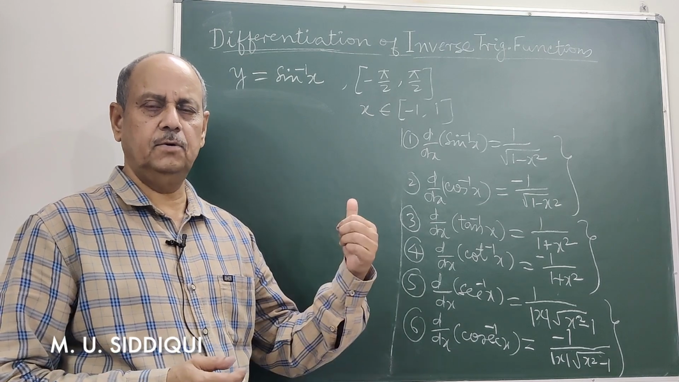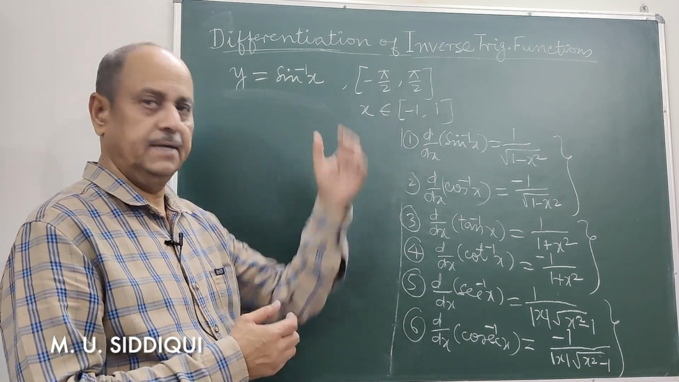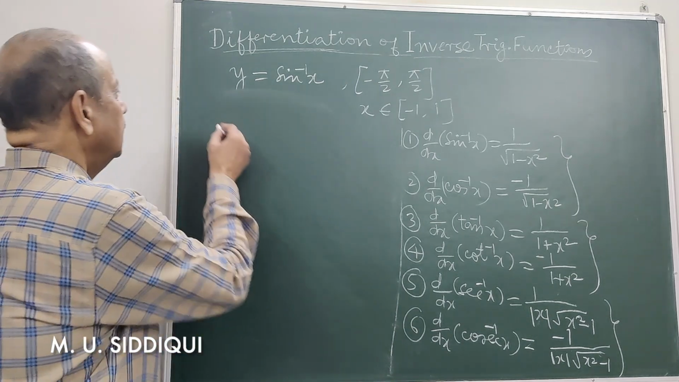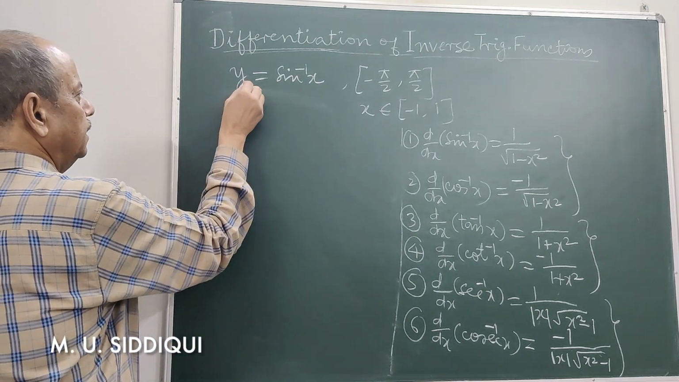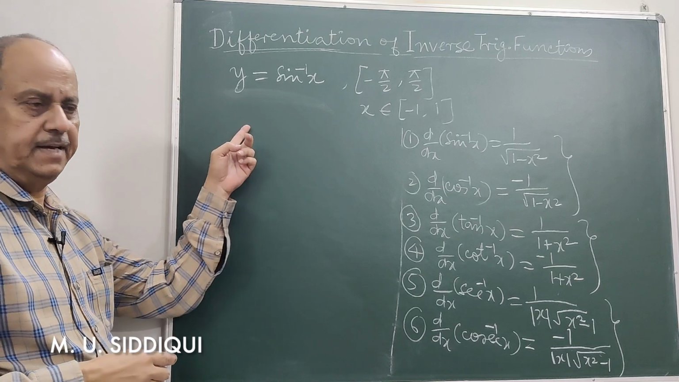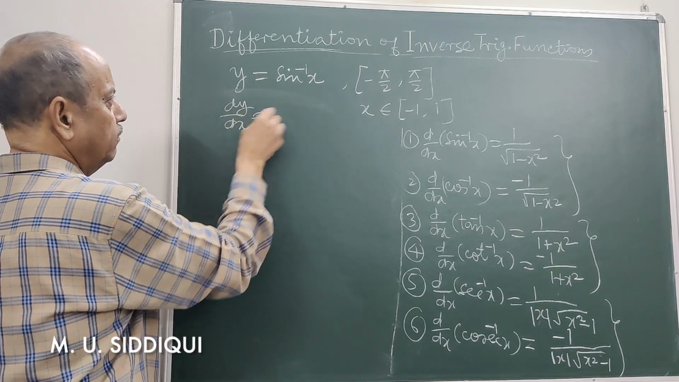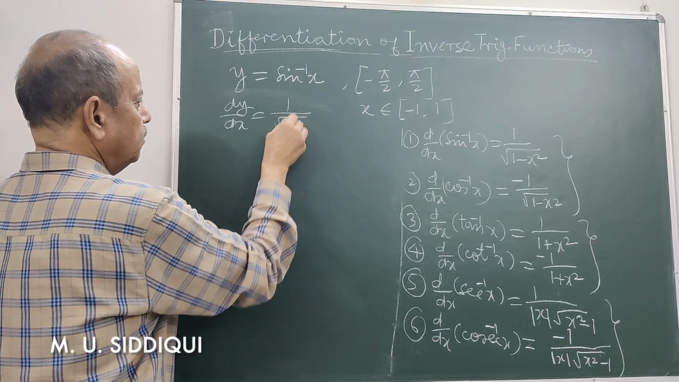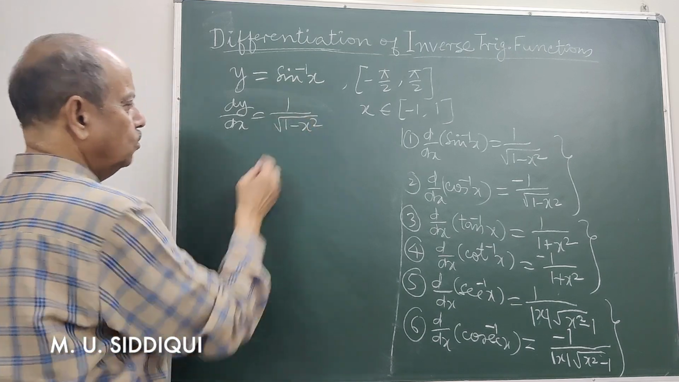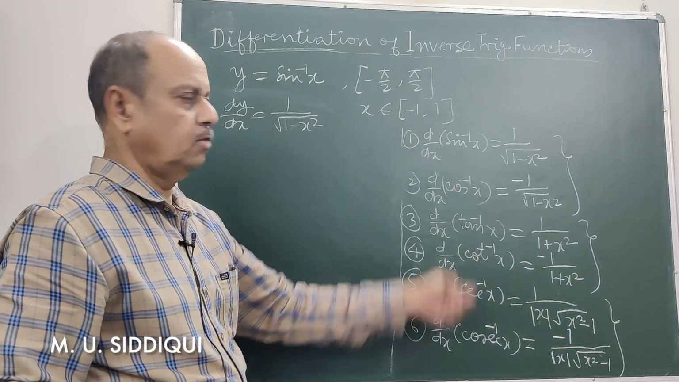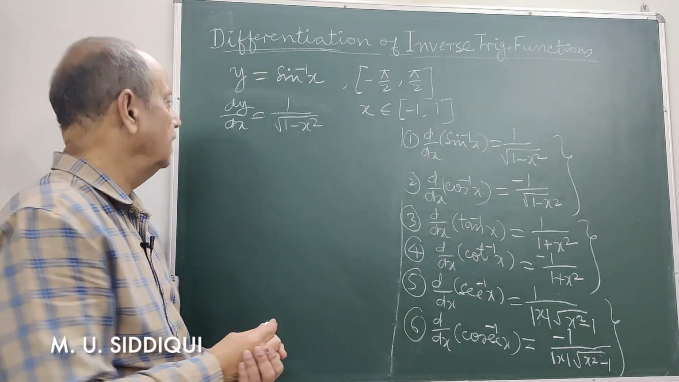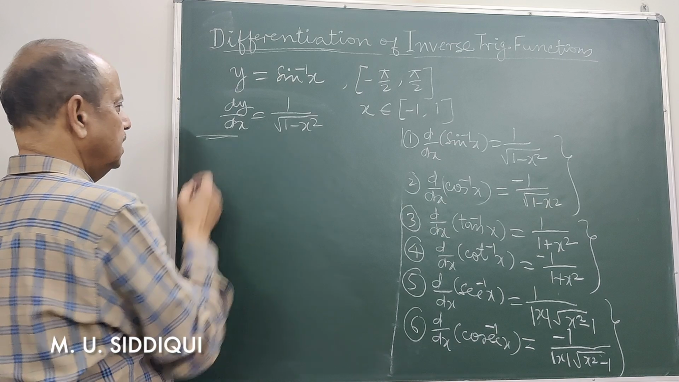Now let's take a few questions using these formulae. If y is equal to sine inverse of x, then dy/dx is the derivative of sine inverse x, and it was 1 upon root of 1 minus x square, as you can see from this list of formulas. Based on that, now we can see more applications.